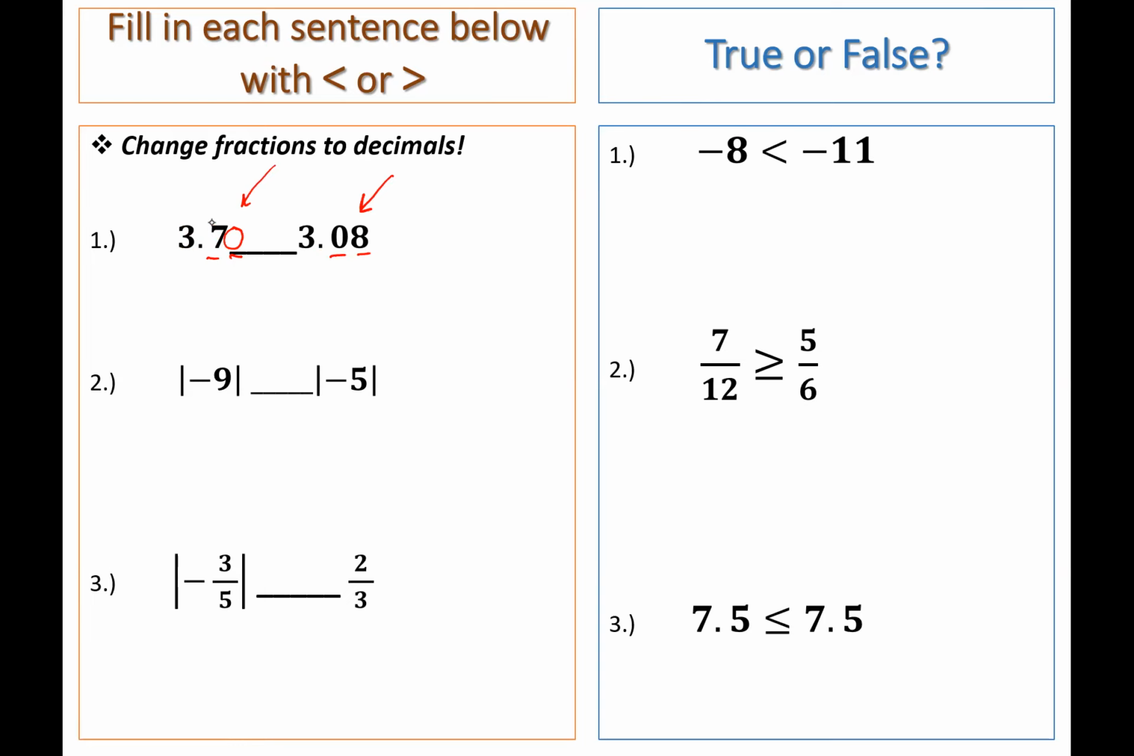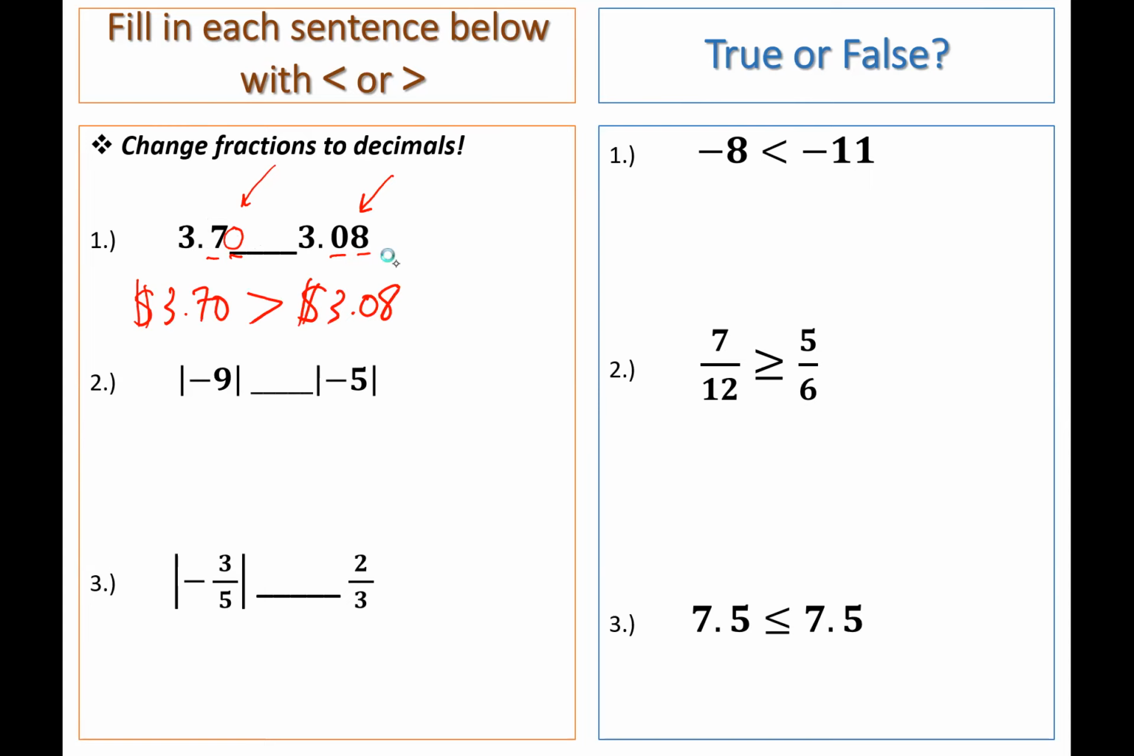Because otherwise you might get mixed up and think, oh, 7 is less than 8, so I put a less than symbol here. But actually, if you think about this as 3.70 compared with 3.08, the 70 hundredths is actually greater than 8 hundredths. Or going back to the money example, $3.70 is actually greater than $3.08.